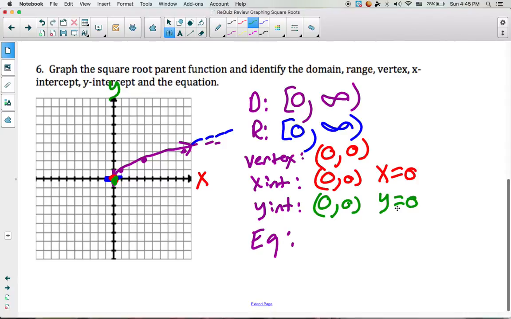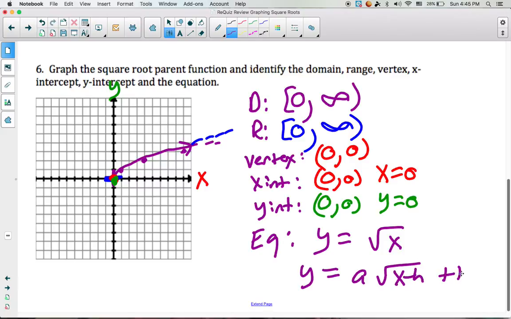And then the last thing is, what is the equation for the parent function? Well, that is the equation y equals square root of x. And where people are making confusion, they're trying to write this down: y equals a times the square root of x minus h, plus k, is not the parent function. That's just a general form for the shifting of the graph. The parent function is y equals the square root of x.